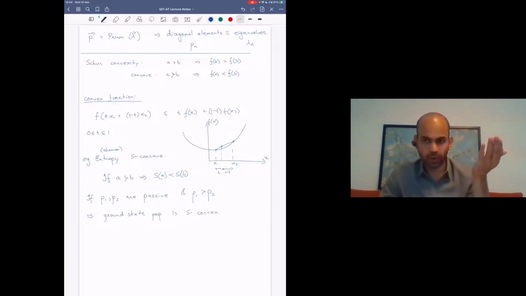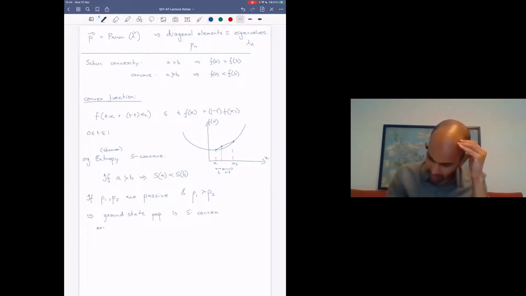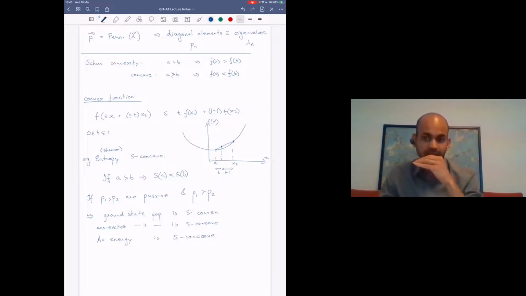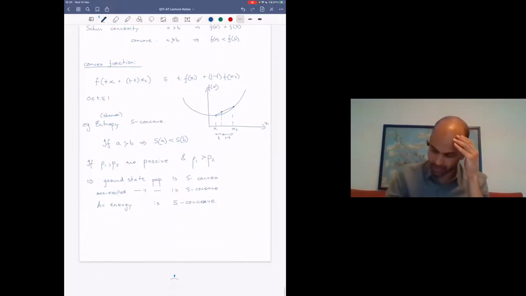And this is a very simple consequence of the fact that if rho 1 majorizes rho 2, then the largest element of rho 1 is just larger than the element of rho 2. And then similarly, the max excited state population is Schur concave, of course. And as we've already seen, the average energy is Schur concave. So if I have two density matrices, one of them majorizes the other, the one that majorizes the other has a smaller average energy always because of what we've just discussed.